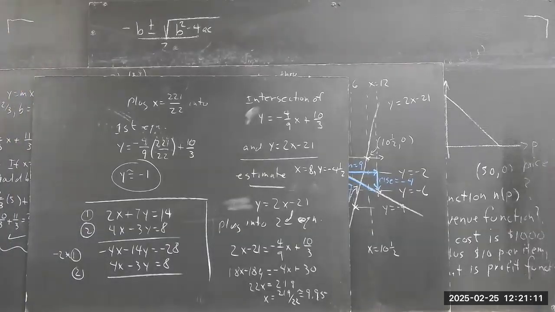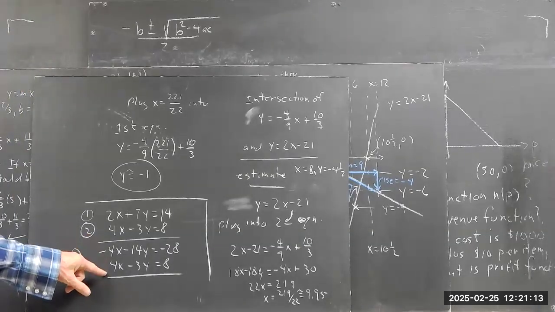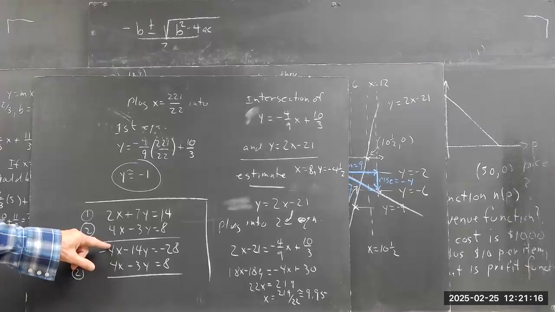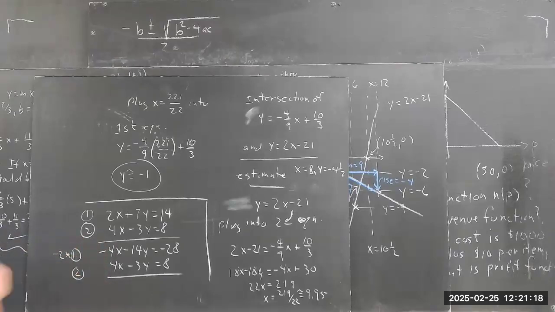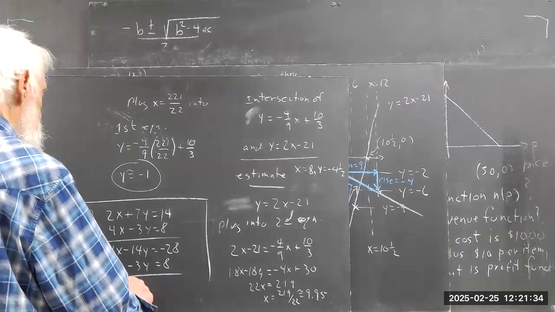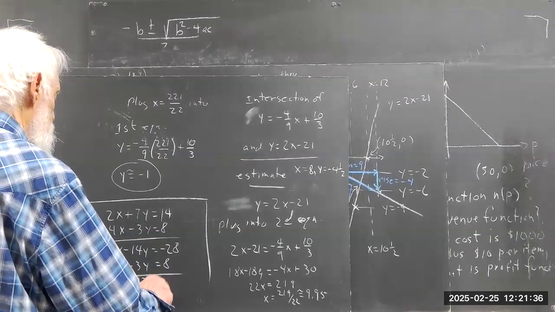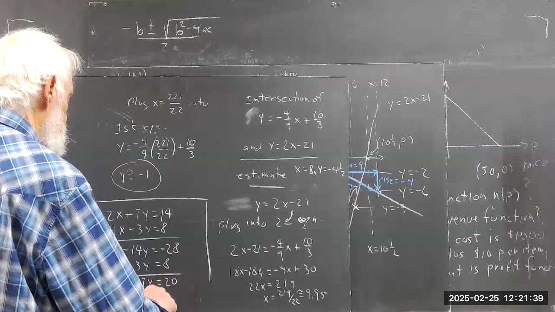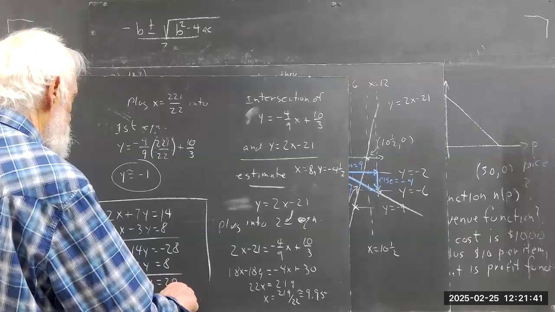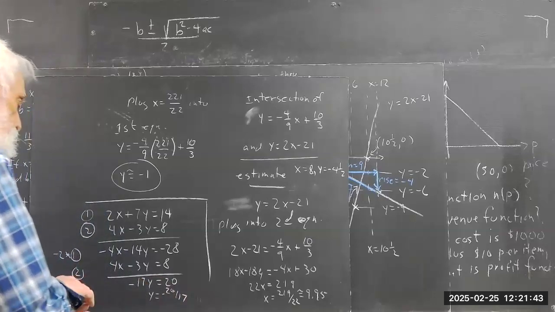Okay. Now, what do you see? I have a -4x here and 4x here. If I add these two equations, the x's go away and I just get y. And I'm going to get an equation that I can solve for y. Now, everybody should have seen this. Is this like halfway familiar? I mean, in your prerequisite courses, you would almost certainly have seen this. Okay, anyhow. This gives us -17y equals 20. Y equals -20 over 17.